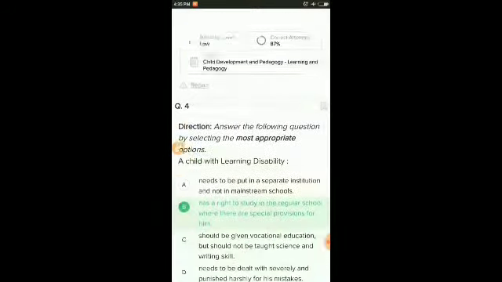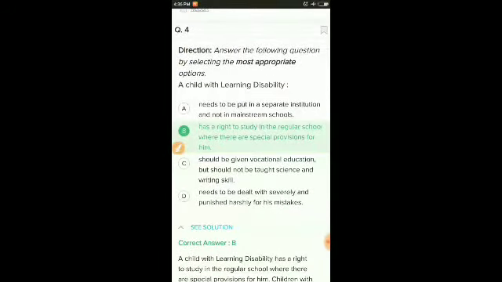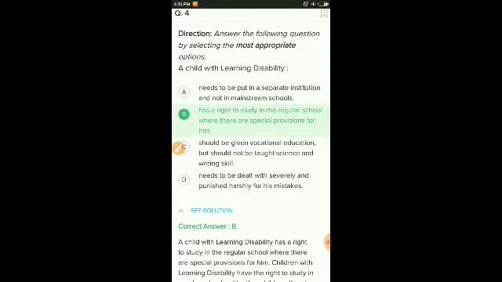Then number 4, a child with a learning disability. If a child has a learning disability, he is not able to learn properly, then option B is the correct answer: he has a right to study in a regular school where there are special provisions for him. Those who are disabled are differently abled students. So differently abled students should be put into regular schools where there are certain kinds of special provisions for those students.